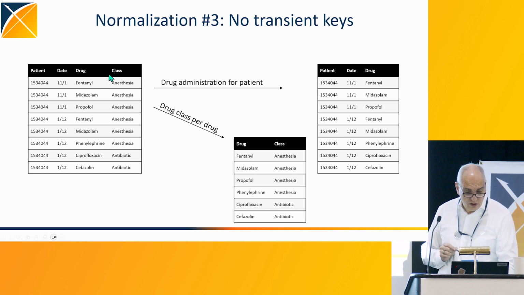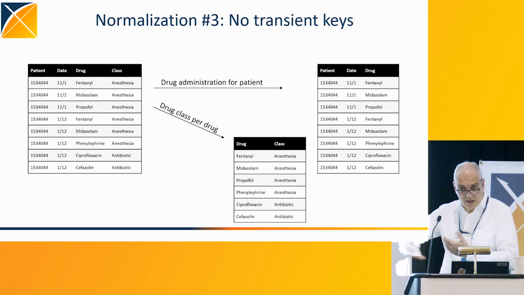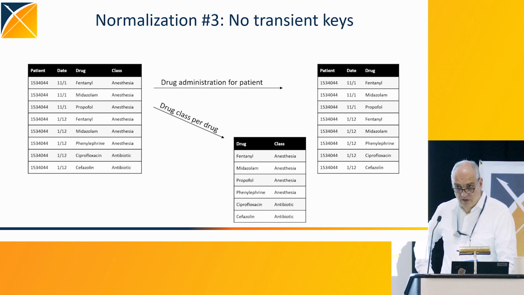It's true, but really what you want to do is you want to say, well, fentanyl is anesthesia, always is. I have a table for that, which is the drug class table, and I tell what the patient actually got. Okay, splitting up the information that happens through transient key. The transient key here is fentanyl. The real key is date and patient, and the transient key is fentanyl.